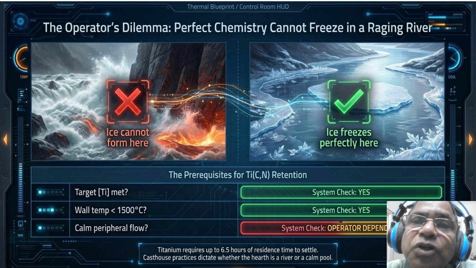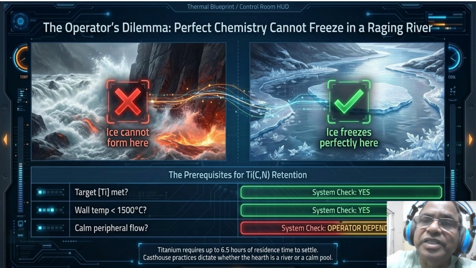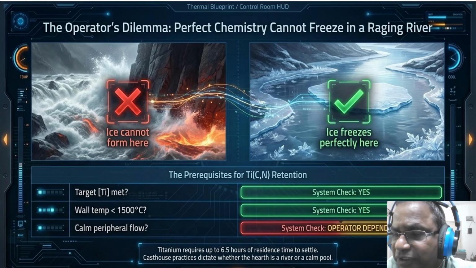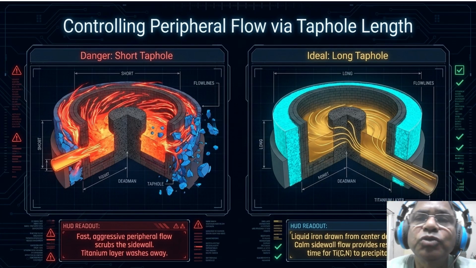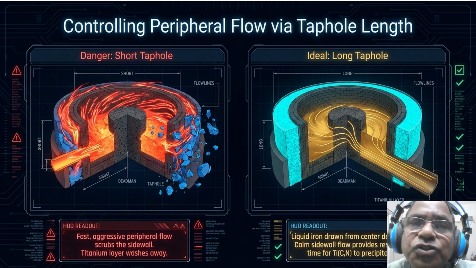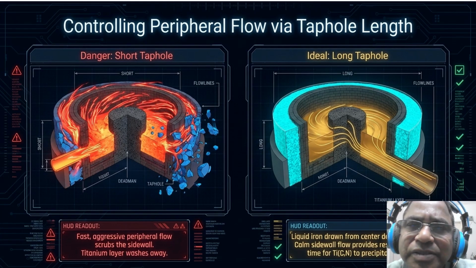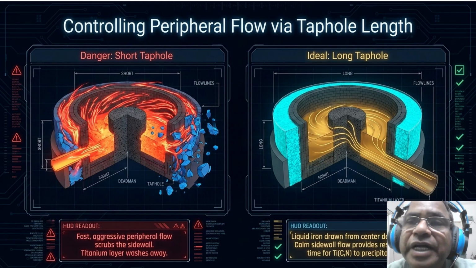Now coming to controlling peripheral flow via taphole length. Look at the danger scenario on the left. Let me change the slide. This is a very telling picture that shows the danger scenario on the left, the short taphole. The red flow line shows fast, aggressive peripheral flow that causes a lot of problems in the sidewall. In this state, your titanium layer is constantly being sheared off and taken away.